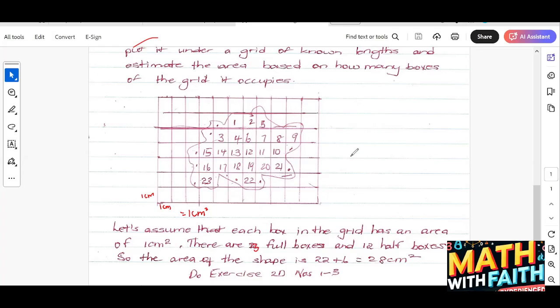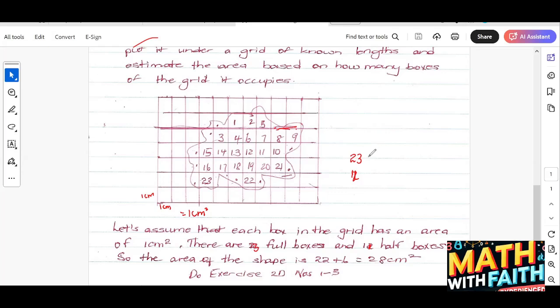So we have 23 filled boxes and 11 half-filled boxes. I counted incorrectly, so you have to make sure you count correctly. So 23 filled boxes and 11. Oh, this is another half here. So 12 half-filled boxes. So we're good to go. 12 half-filled boxes.